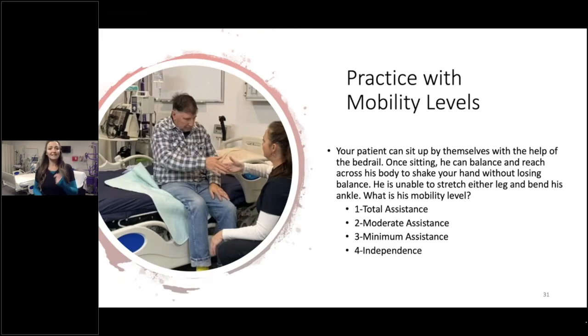Your patient can sit up by themselves with the help of the bed rail. Once sitting, he can balance and reach across his body to shake your hand without losing balance.